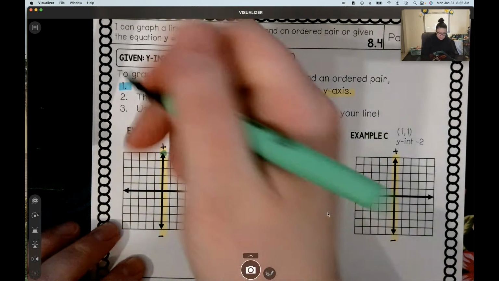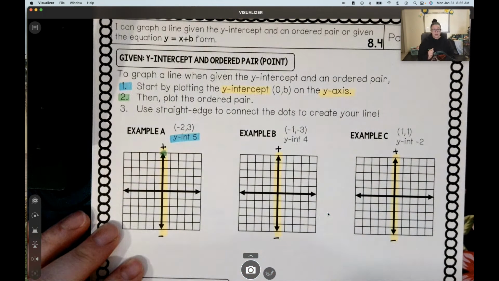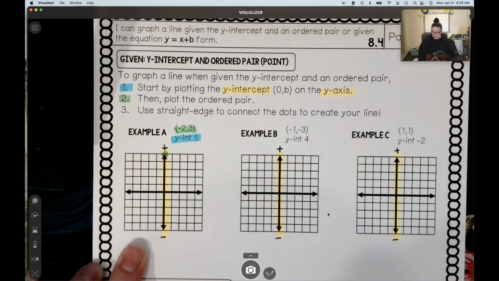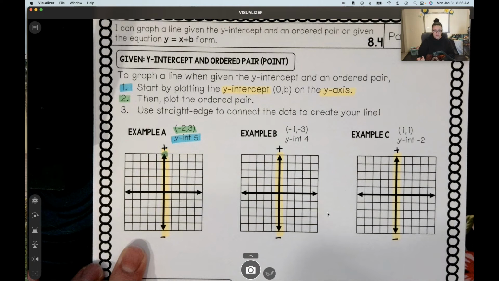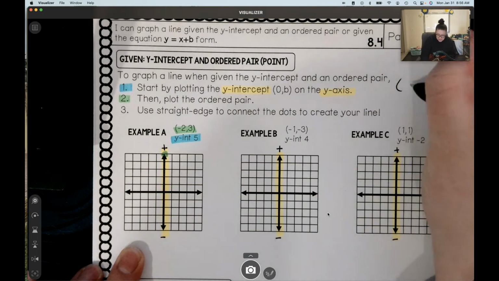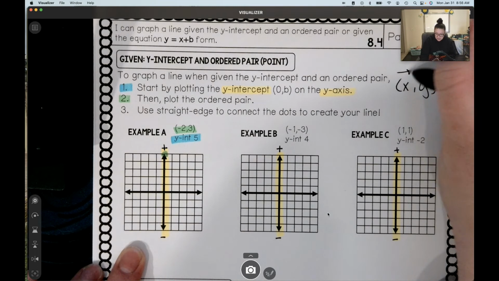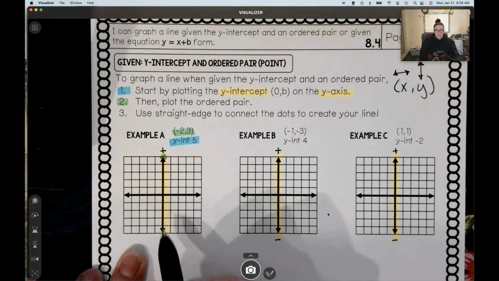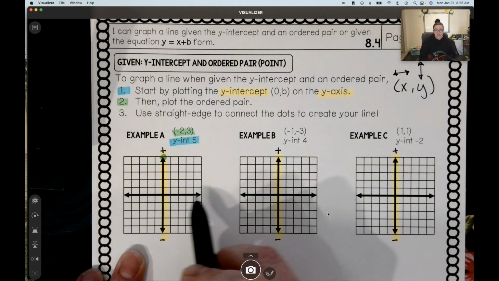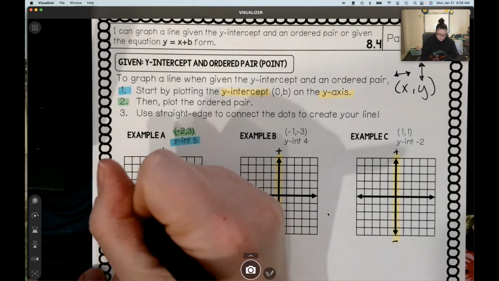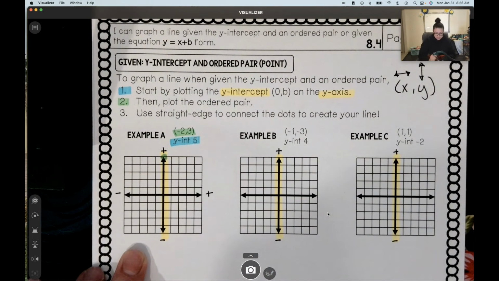The next step, I need to plot my ordered pair. Here my ordered pair is -2, 3. When I'm graphing points, remember, it's the x first, then the y. The x is side to side, y is up and down. Just like up was positive, down was negative, the same thing happens for our x's. If we go to the right, that's positive, like on a number line. If we go to the left, that's negative.